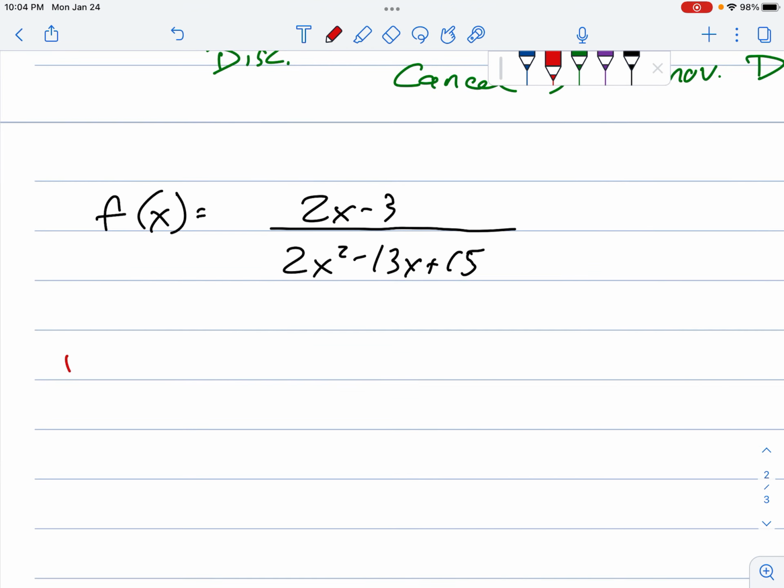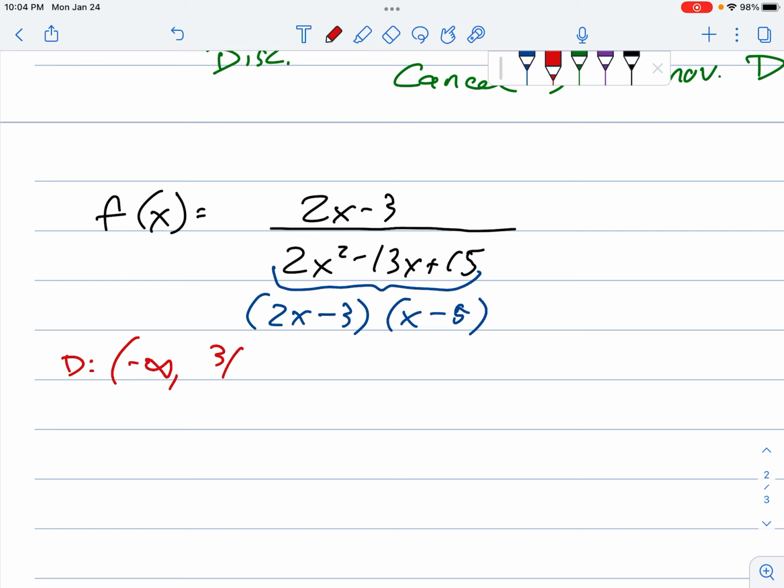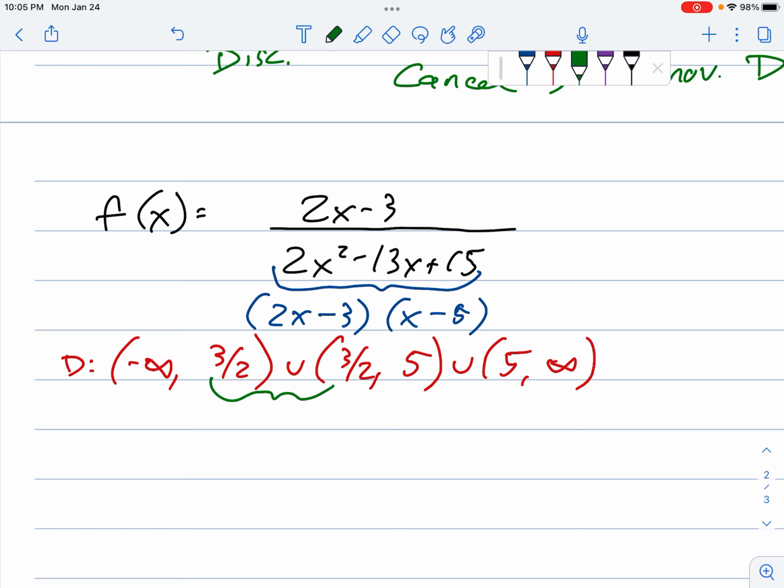Step 1 is still my domain. A little more complicated because let's say we didn't know how to factor this. We'd have to factor the bottom. And then say, okay, so that means I'm skipping 2 numbers now. 3/2. And then I continue onward up until 5. I skip 5. And then I continue onward to infinity. So I'm skipping 3/2, and then I'm skipping 5.